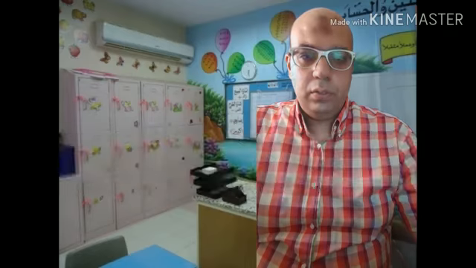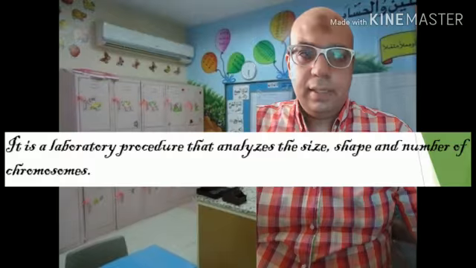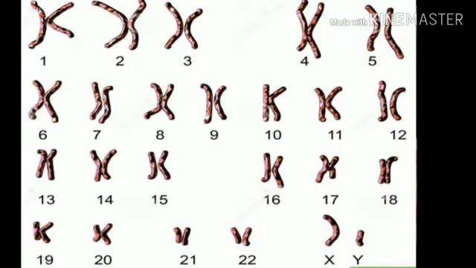What is the karyotype? The karyotype is a laboratory procedure that analyzes the size, the shape, and the number of chromosomes. As you see here, the last pair determines the sex of the fetus. As you see it here, it's XY, it means the fetus is a male.